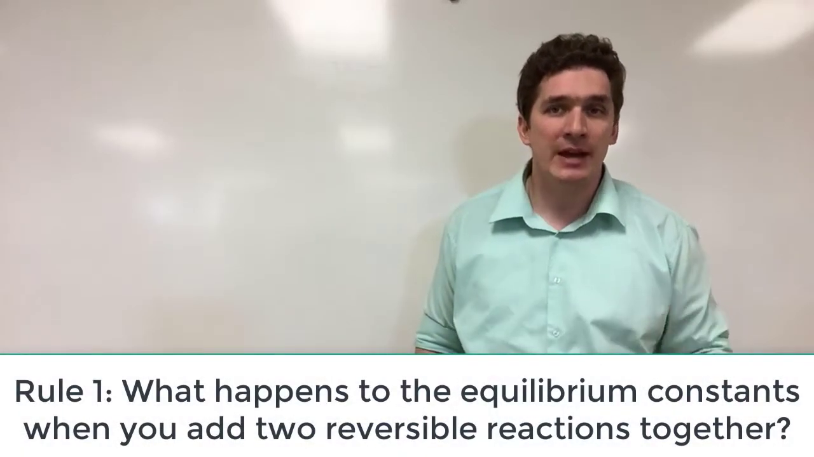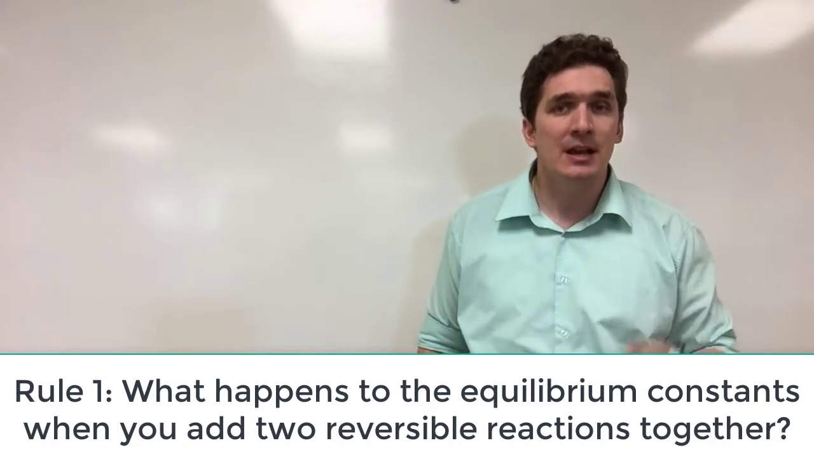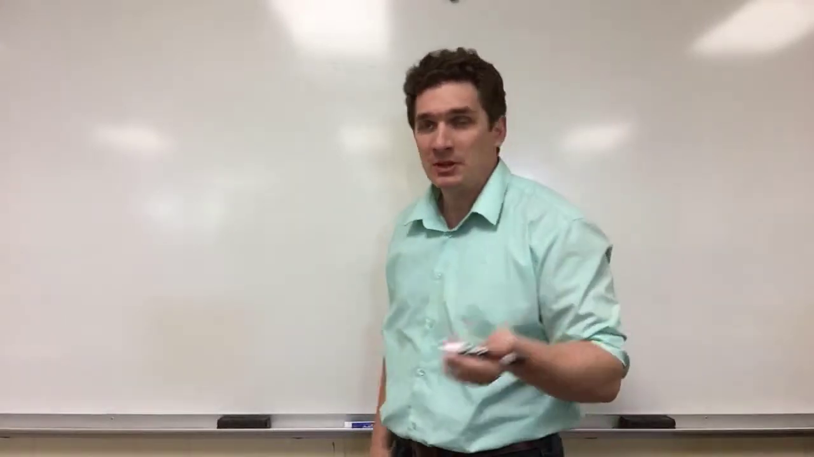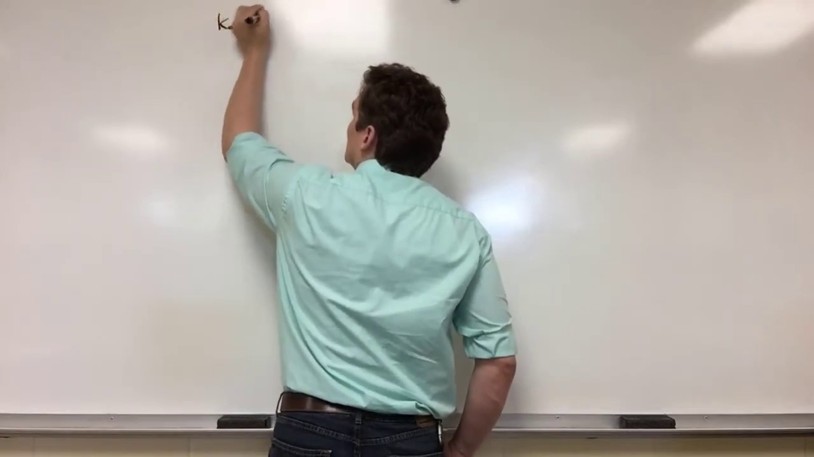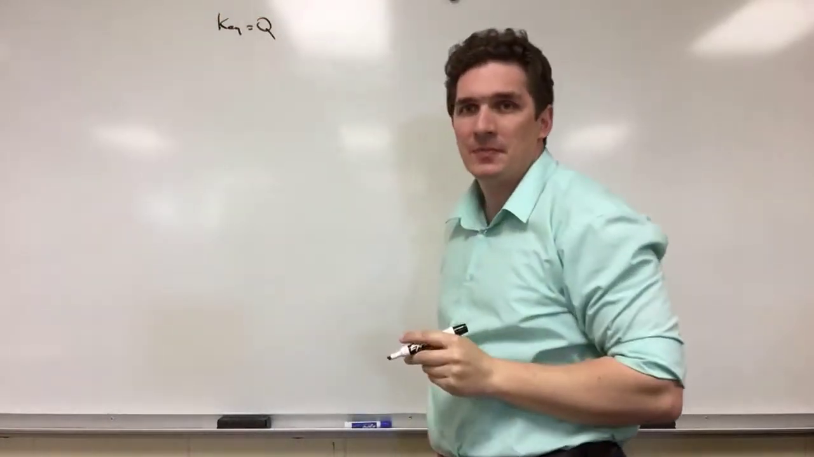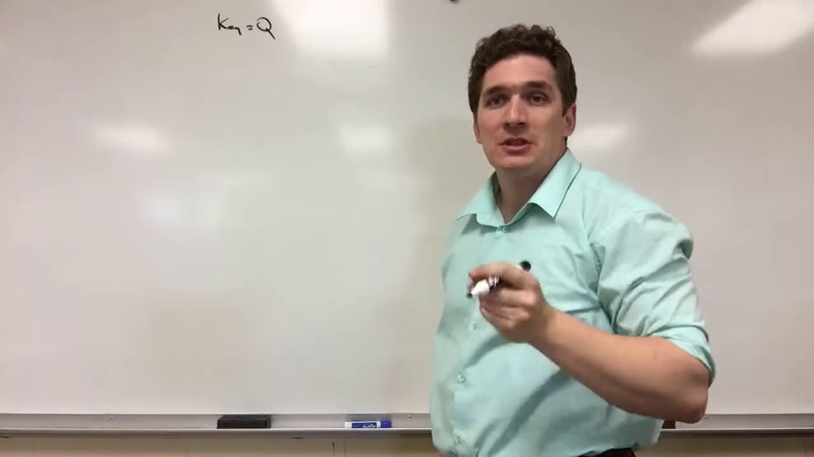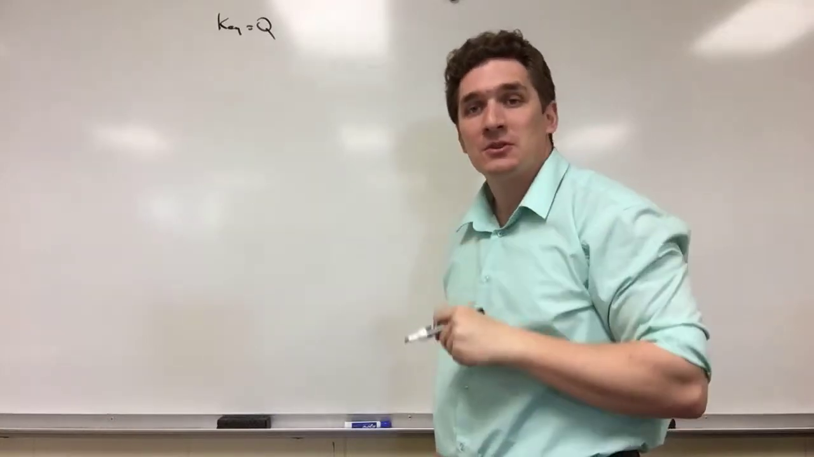So the first rule we're going to look at is what happens when you add and subtract 2 reactions. What happens to the equilibrium constants? And what we're going to do is use the relationship we know so well, that at equilibrium, K equals Q. We're going to look at the expression for Q and compare it to our expressions for K.